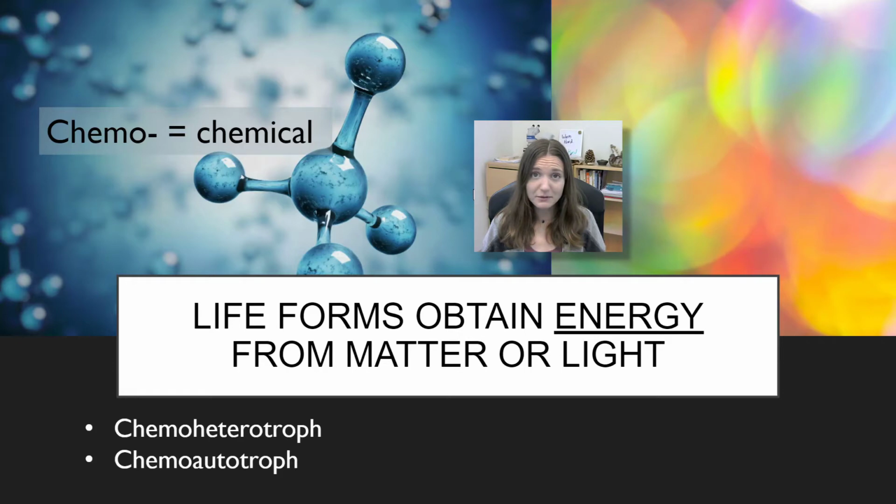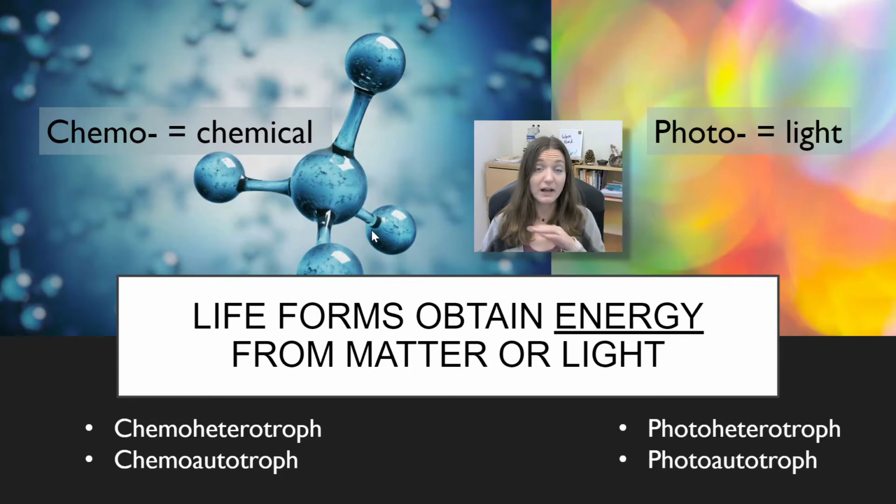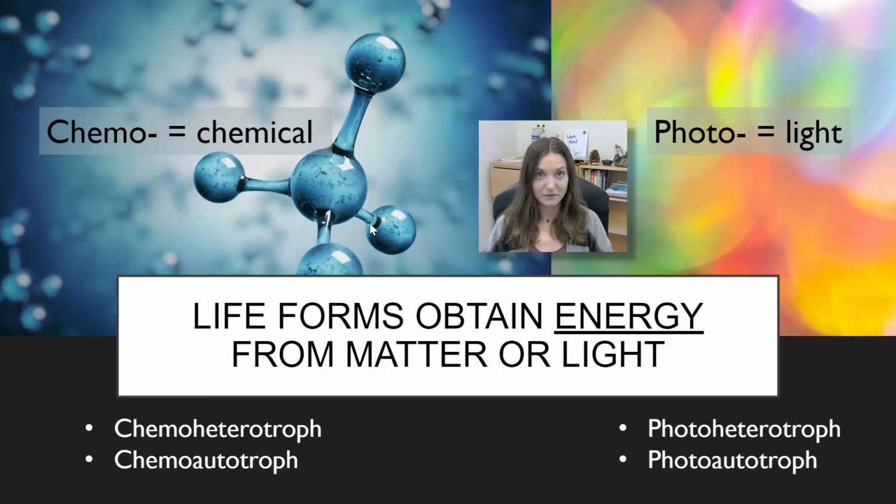So a chemoheterotroph produces its own energy by breaking down molecules from other organisms or food that it eats. A chemoautotroph builds its own food, but then breaks it down. Or organisms can use light, right? Photo is the root word for light. So that gives us photoheterotrophs. They get their energy from the sunlight, but yet they get their organic matter from eating something else. Or photoautotrophs, organisms that use the solar energy, use the sunlight to build their own organic molecules.